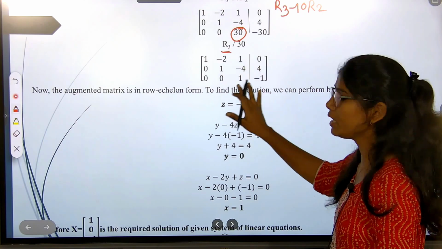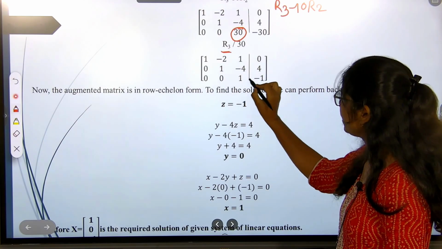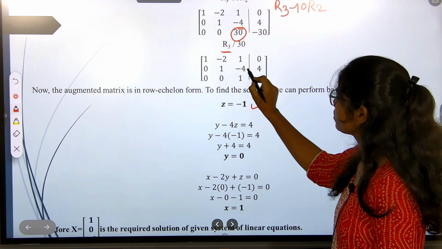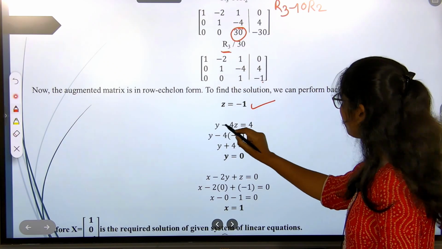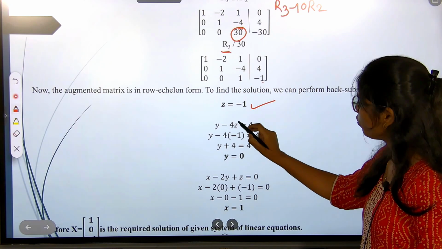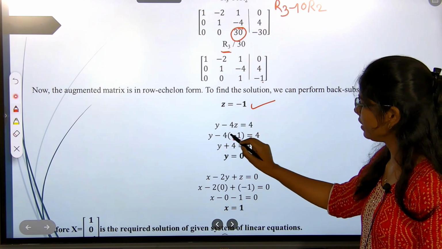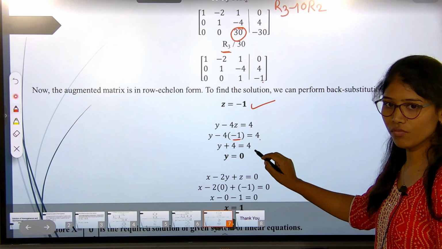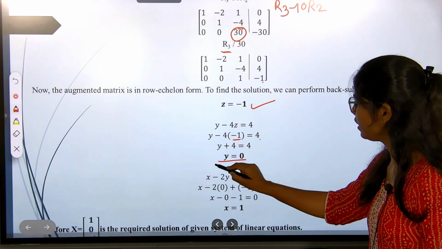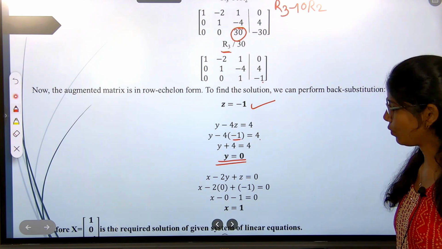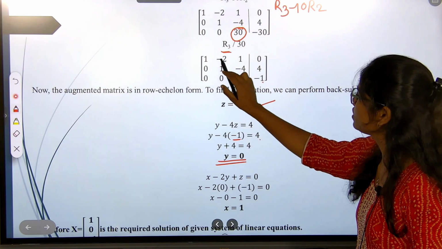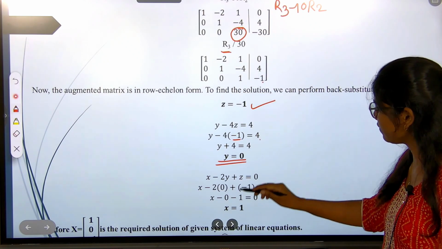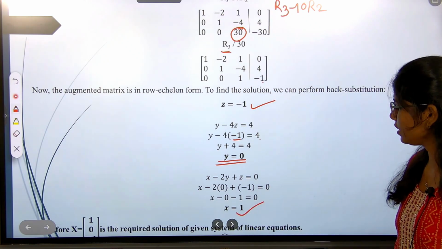Here after comparing this, we will get z equals minus 1. Now y minus 4z equals 4. Put here the value of z. So y minus 4 into minus 1 equals 4. Then y plus 4 equals 4, so that we get here the value of y is 0. Then x minus 2y plus z equals 0. Put here the values of y and z. So we get the value of x is 1.